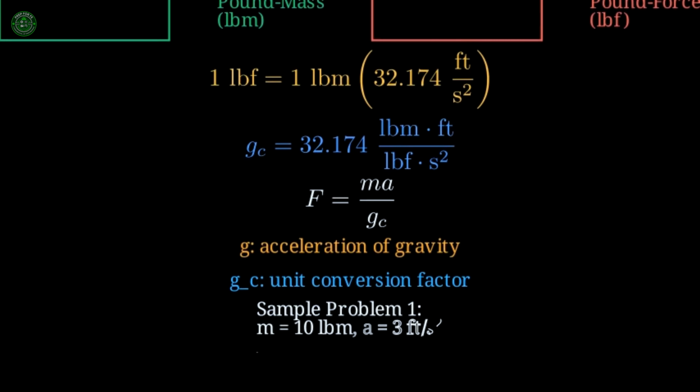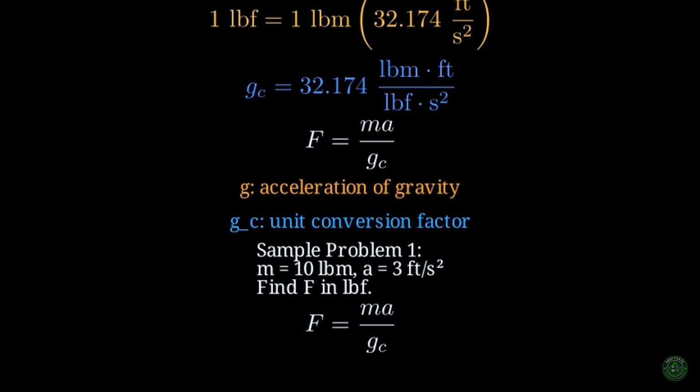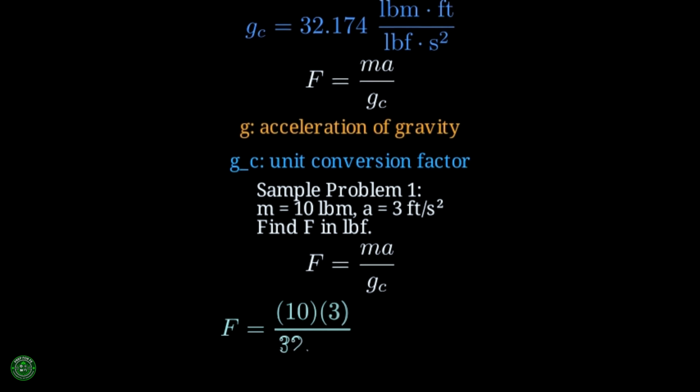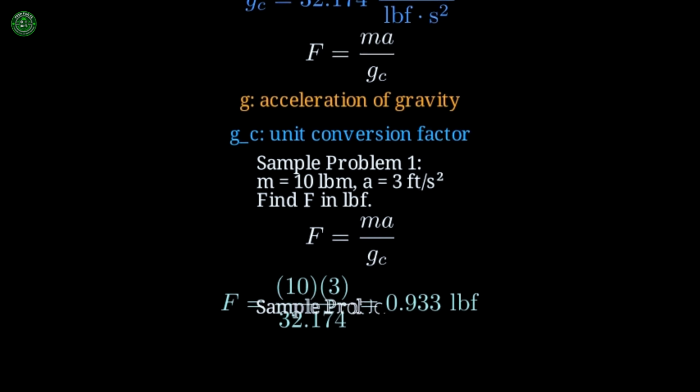Sample problem 1. A mass of 10 pound mass is accelerated at 3 feet per second squared. Find the force in pounds force. We use force equals ma divided by gc. Plugging in values gives 10 times 3 divided by 32.174, which is about 0.933 pound force.